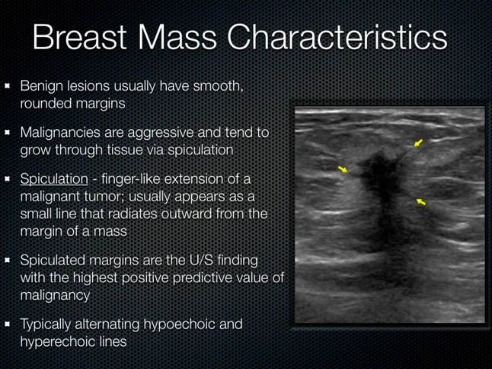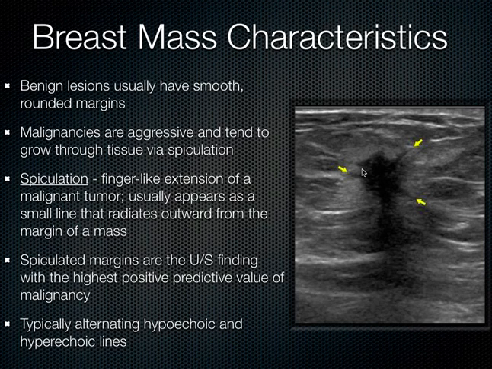Now, the various characteristics that help us differentiate something benign from something malignant, we're going to go through many of these just briefly here. If you look at the margins of the mass, a benign lesion has a nice, smooth, rounded margin, whereas malignancies tend to grow through tissue layers through something called spiculation. Spiculation are finger-like extensions of the malignant tumor. It looks like a small line that's going outward from the mass.